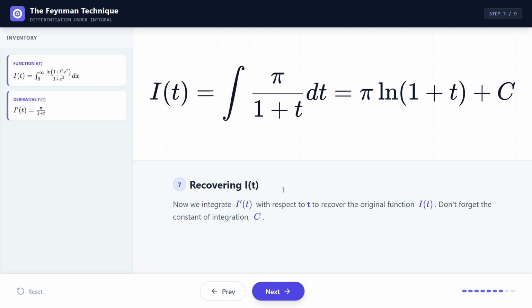Now, to get back to I of t, we anti-differentiate our I prime of t. And that's a very easy integral to do. That's just pi natural log of 1 plus t plus c.